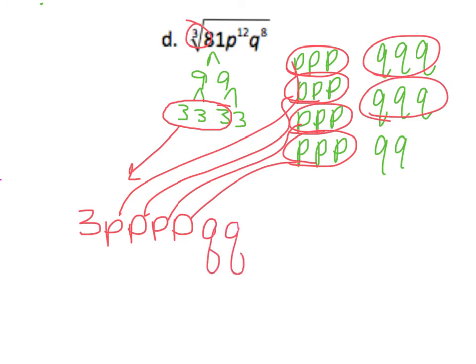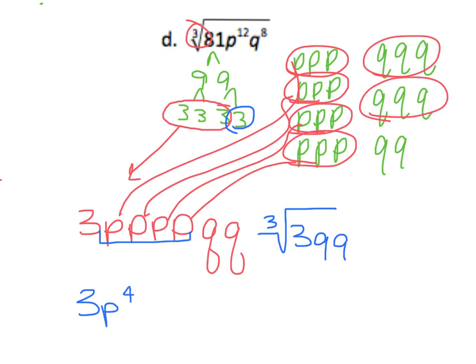Okay, now for the leftovers. I have one group of 3, or 1, 3, and I have 2 q's left over. So when I simplify this, outside I have 4 p's, which means p to the 4th, and 2 q's, which means q to the 2nd. And then on the inside, you still have the cube root of 3q to the 2nd.